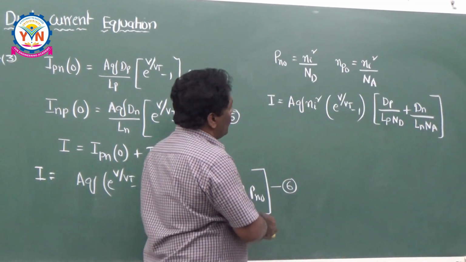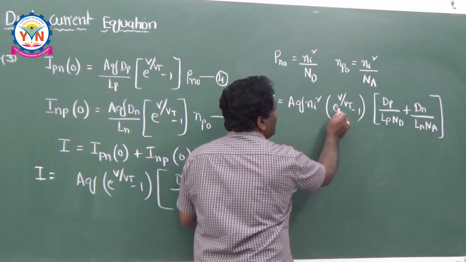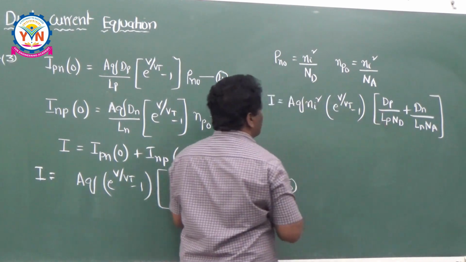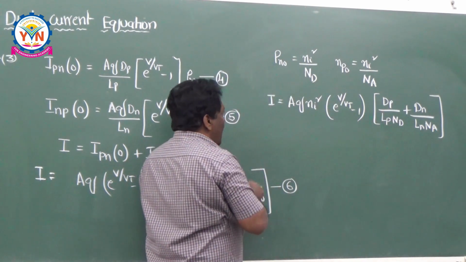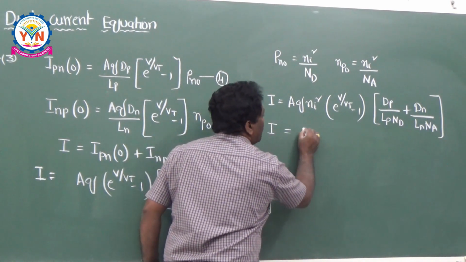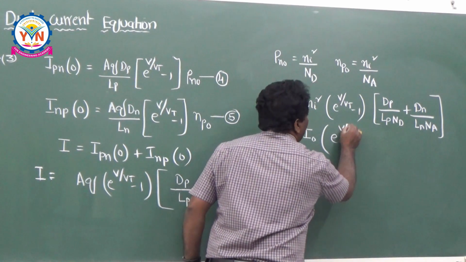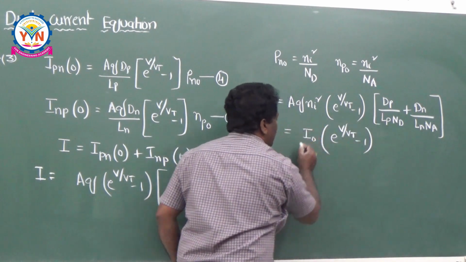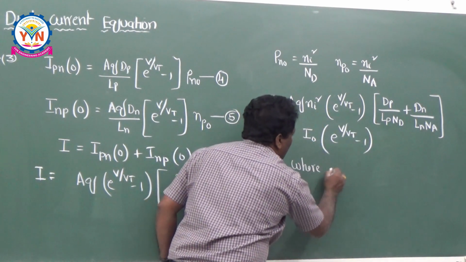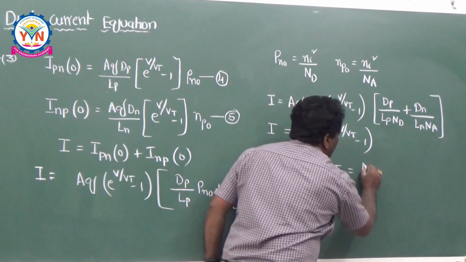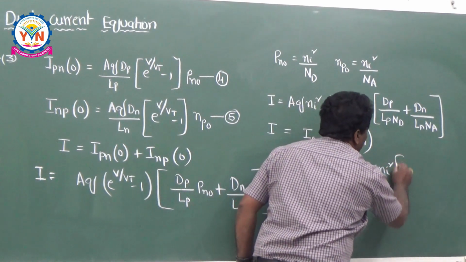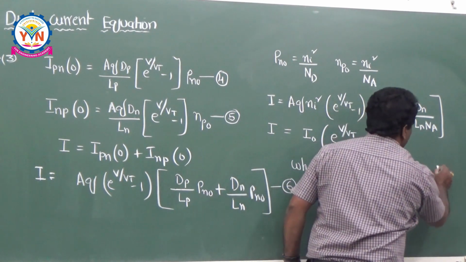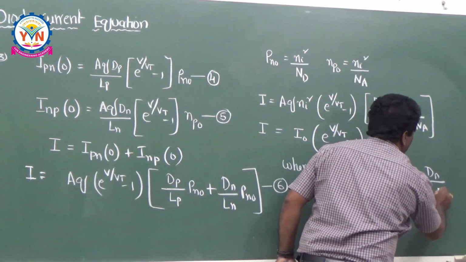And remember friends, whatever factors you have other than e to the power of V by Vt minus 1, this total factor is the reverse saturation current I naught. So I can write I is equal to I naught into e to the power of V by Vt minus 1. So what is this I naught? The remaining terms give I naught, where I naught is equal to AQ into Ni square into dP by Lp into Nd plus dn by ln into Na.